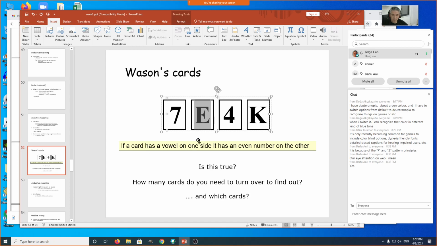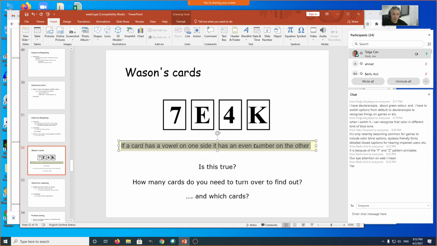So if a card has a vowel on one side, we go to this one, and I know that using this information, I can turn this card over and I'm going to see an even number on the other side. But what about the other cards? Can we do something? What about the negative information? In order to figure out whether this statement is true or not, which card should I turn?